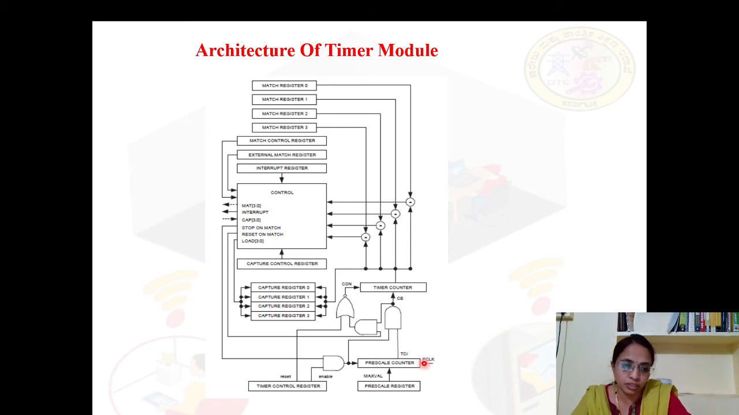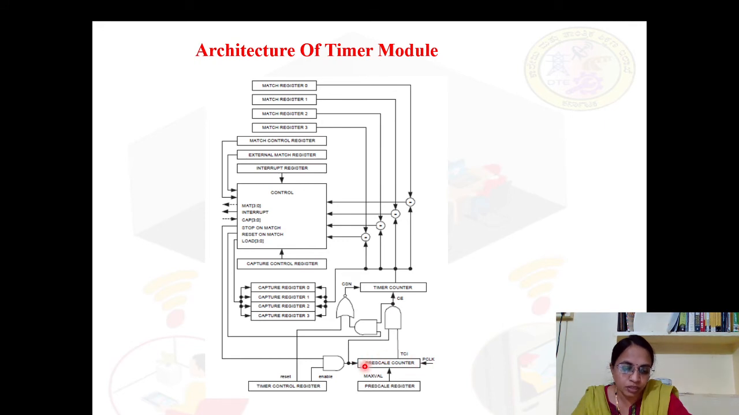This peripheral clock is connected to the prescale counter. What is the use of this prescale counter? It is used for scaling purposes. How does it work? It first receives the clock signals generated by the peripheral clock, and whenever it receives a signal, it starts incrementing. When it reaches the maximum value, it in turn increments the timer counter. So the peripheral clock is indirectly connected to the timer counter through the prescale counter.